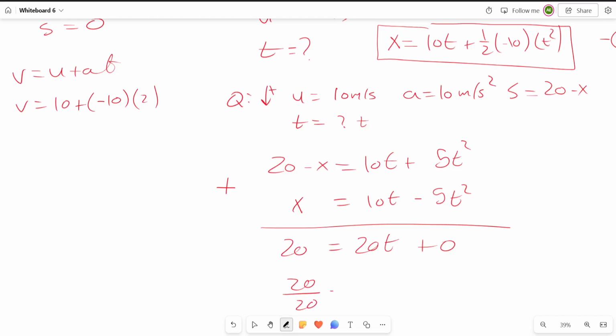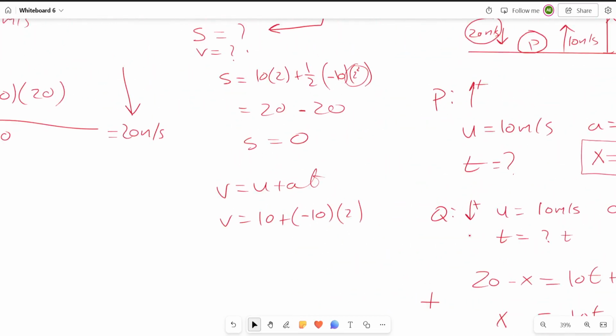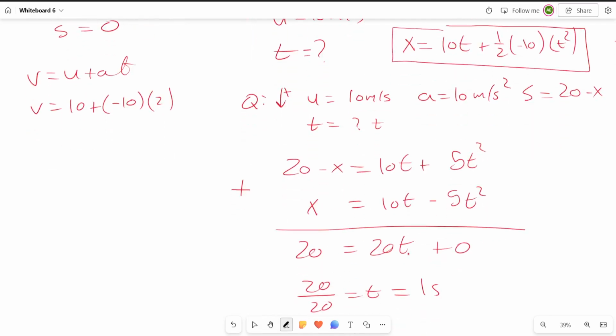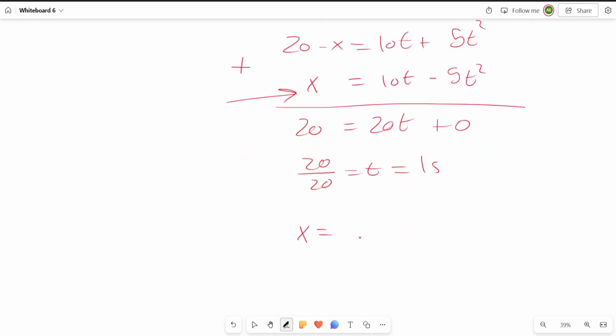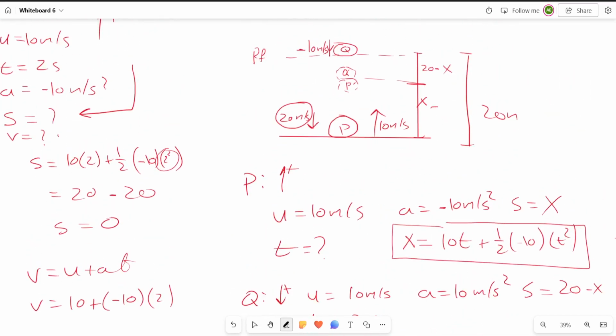T is going to be 20 over 20, so T equals 1 second. And in order to find the distance from the ground, which is basically x, I will substitute this T of 1 second into this equation. So x is going to equal 10 times 1 minus 5 times 1 squared. So this is going to equal 10 minus 5, which gives me an answer of 5. So my x is going to be 5 meters from the ground. This is the point where they will collide.